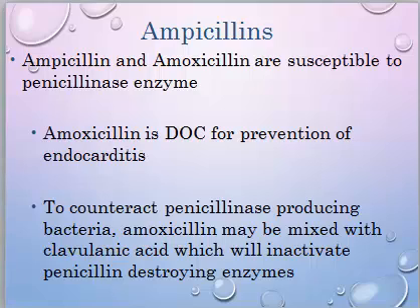If you're dealing with a bacteria that produces the enzyme penicillinase, you can mix something called clavulanic acid with the amoxicillin. The clavulanic acid does nothing except inactivate the penicillinase, that penicillin-destroying enzyme. I know most of you have heard of this drug. It's called Augmentin. Augmentin is amoxicillin combined with clavulanic acid. And this is another important thing to note: amoxicillin is the first drug of choice for prevention of endocarditis.